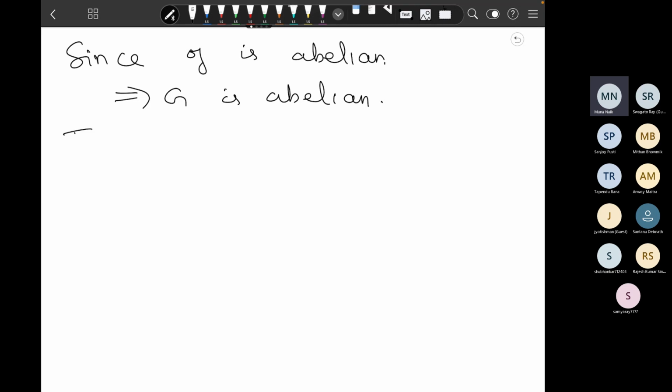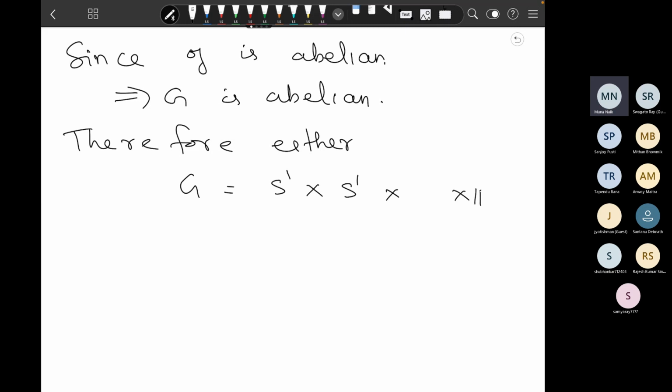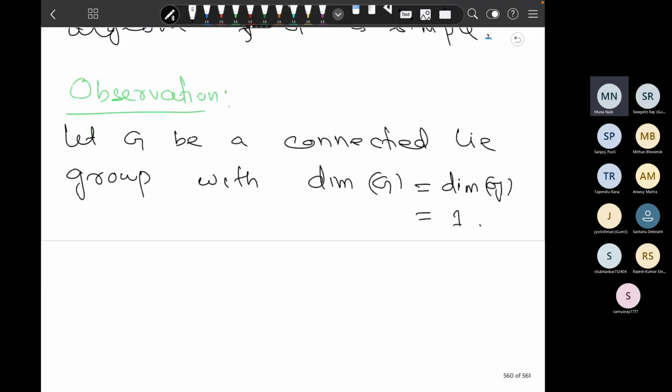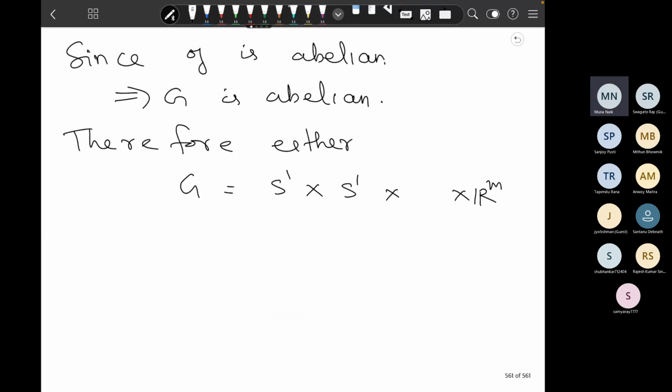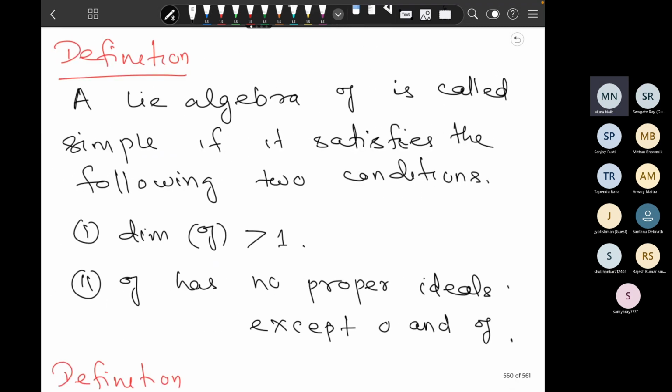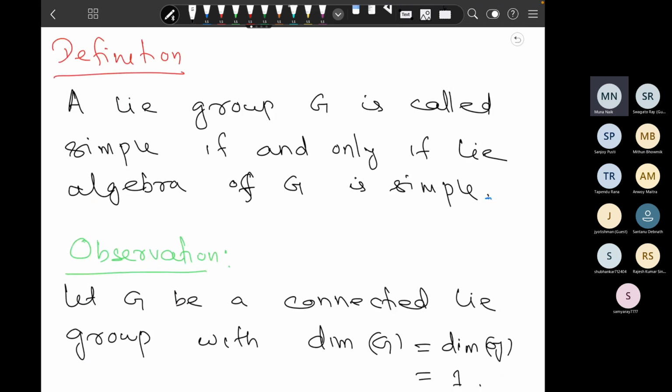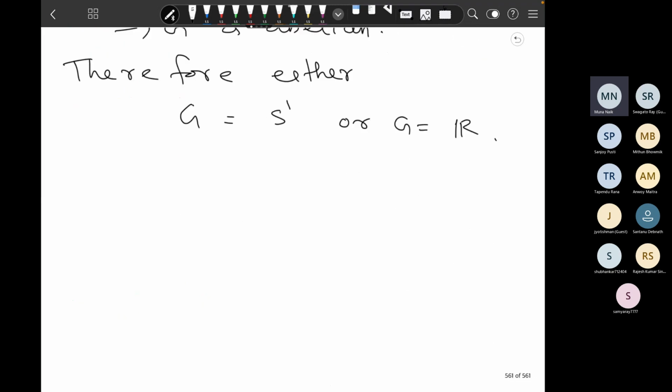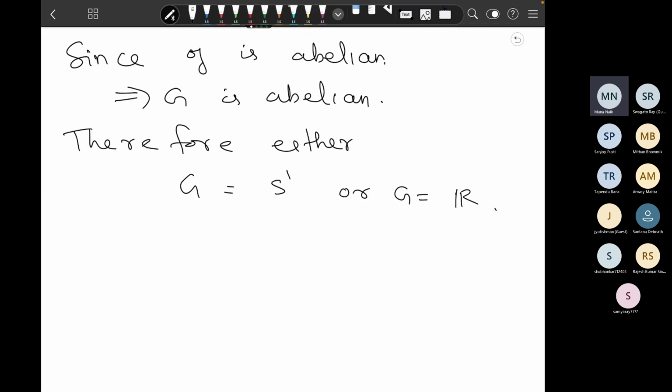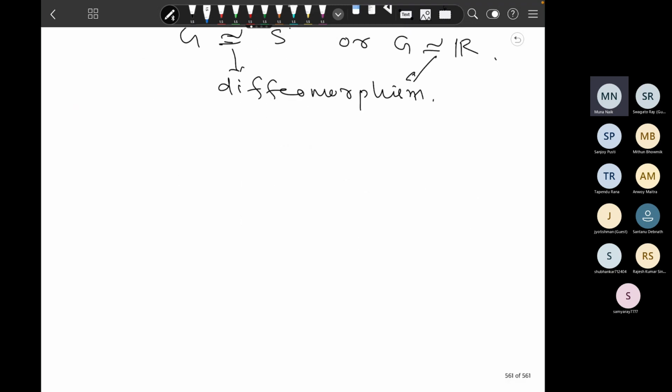And therefore G is really some product of S1 cross R to the power m, but since the dimension of G is 1, that means either G is equal to S1 or G is equal to R. So what I am saying is that if G is a connected Lie group with dimension equal to 1, then either it will be S1 or it will be diffeomorphic to R. So this is a diffeomorphism in fact. Okay, now let us see the discussion.